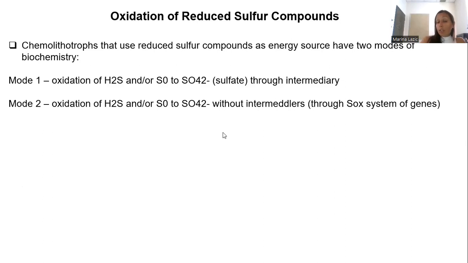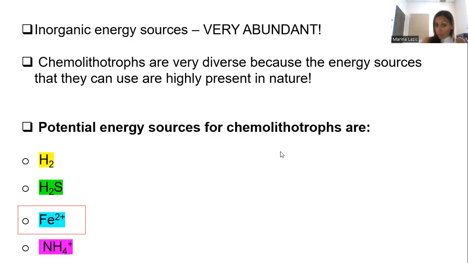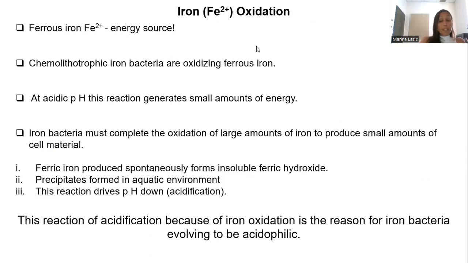They can oxidize hydrogen sulfide or elemental sulfur in two modes. One mode will be through intermediaries. When hydrogen sulfide is oxidized, the final product is sulfate, SO4 2-. Or they can do it without intermediaries. In mode 1, you will have other compounds in between that are available in the full lecture, but in mode 2, it's happening without intermediates, and if an organism is doing the second mode, it has to be done through the SOX system of genes.